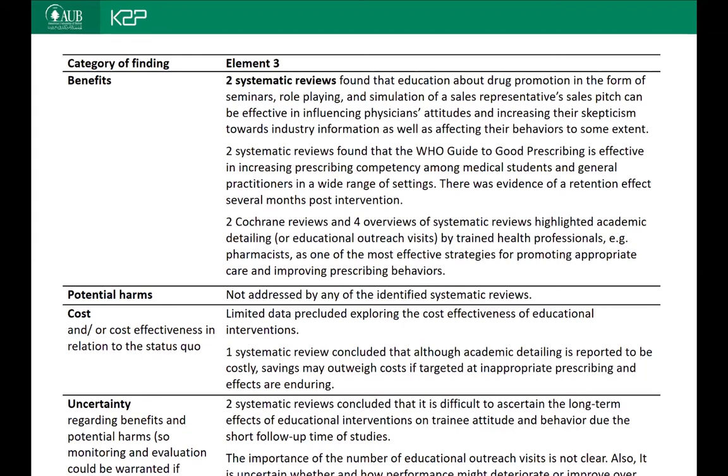For example, 2 Cochrane reviews and 4 overviews of systematic reviews highlighted that academic detailing by trained health professionals is one of the most effective strategies for promoting appropriate care and improving prescribing behaviors. So as you can see, the evidence is very clear and very strong, given that we have 2 Cochrane reviews and 4 overviews of systematic reviews supporting this policy option. As such, policymakers would be more incentivized and more convinced that this academic detailing option should be implemented in the context. For example, for this element, there were no potential harms identified.